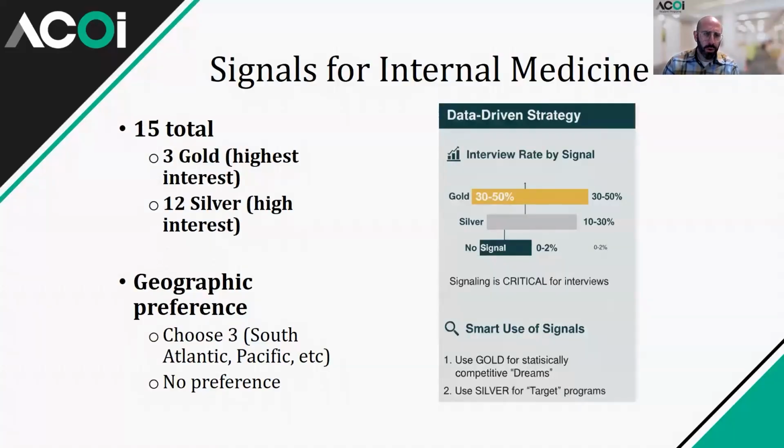Kind of to drive home the point of how we use signals as residency programs in internal medicine. The interview rate for people who use gold is 30 to 50%. Silver was 10 to 30%. And then those who did not signal, the rate at which they were getting invitations for interview was 0 to 2%, which is significant. And this is true across talking to many PDs, whether academic or community program. So you want to keep this in mind. We very much look at the signals because it does limit the over 1,000 applicants that we're looking through.